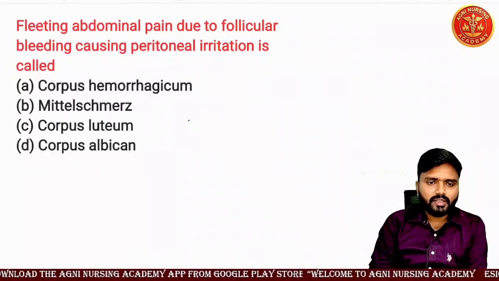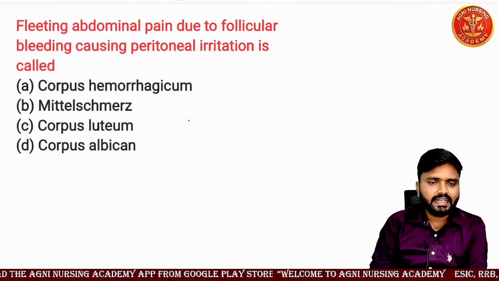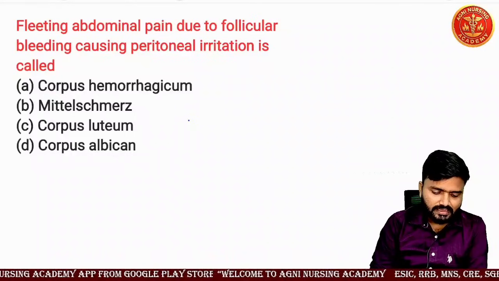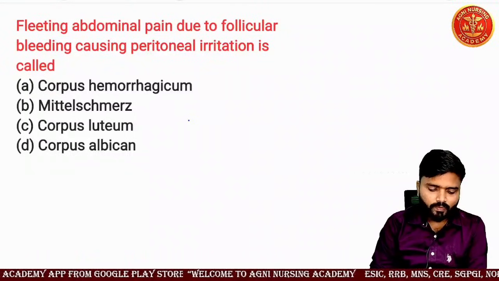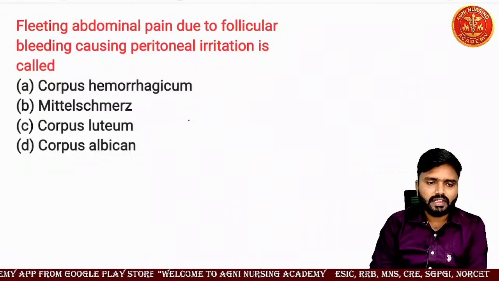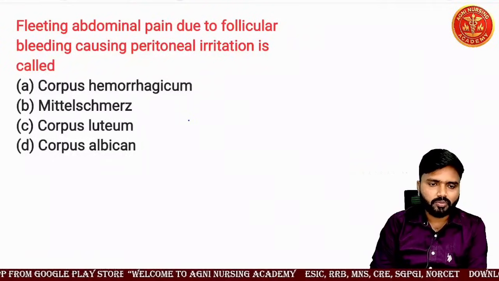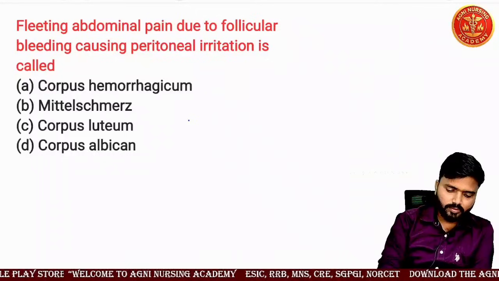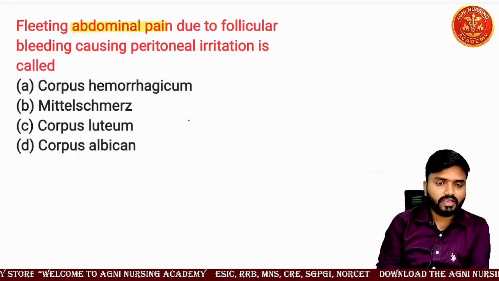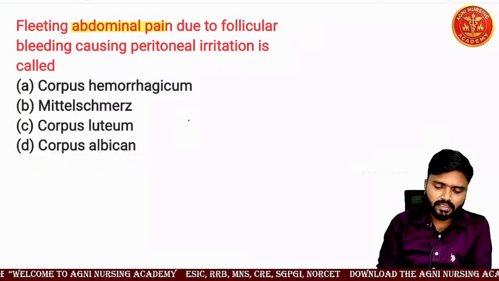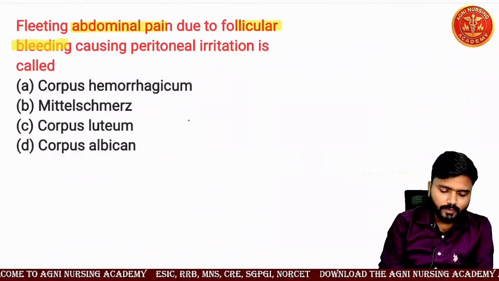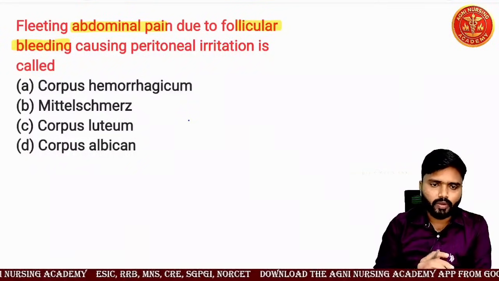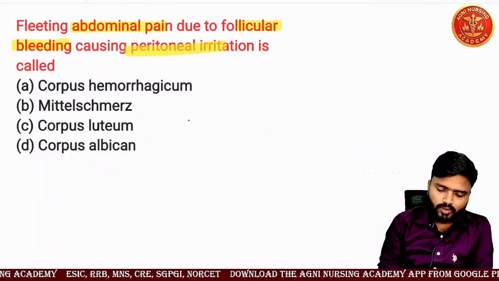Fleeting abdominal pain due to the follicular bleeding causing peritoneal irritation is called: option A is corpus hemorrhagicum, option B is Mittelschmerz, option C is corpus luteum, and option D is corpus albicans. So you'll see here the question first, the fleeting abdominal pain. They are telling that abdominal pain is there due to follicular bleeding. Follicular means the mature Graafian follicle in the ovary, causing peritoneal irritation.